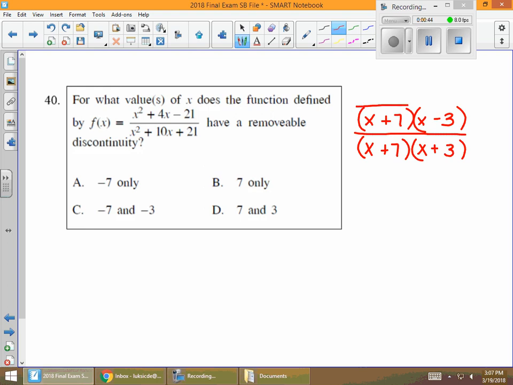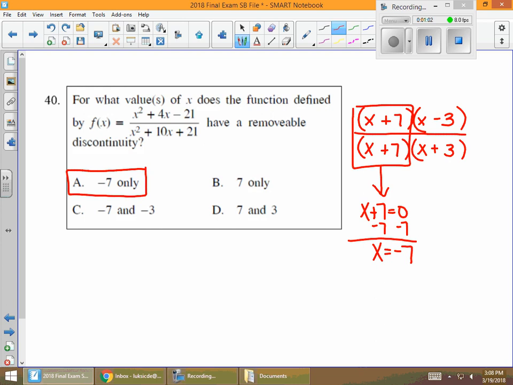So my term that's going to cancel is the x plus 7, which means that x plus 7 is equal to 0. Subtract your 7. Our removable discontinuity happens at x equals negative 7.